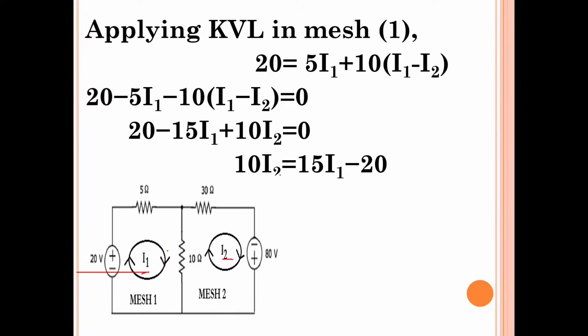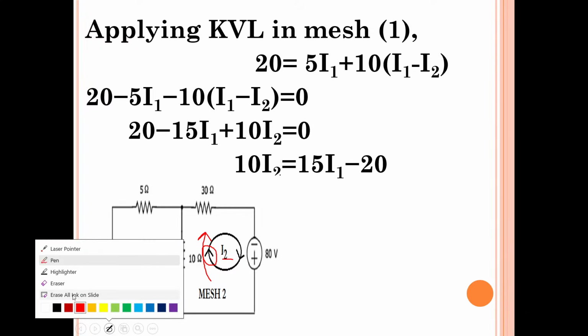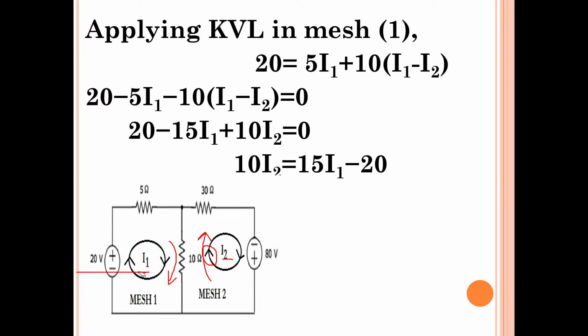What is the direction of I1 current? I1 current is downwards. What is the direction of I2 current? I2 current is upward, isn't it? You just observe these arrow marks. This is downward. This is upward. So on one side both directions are opposite to each other, isn't it? On the left side the current direction is downward. On the right side, the current direction is upward.